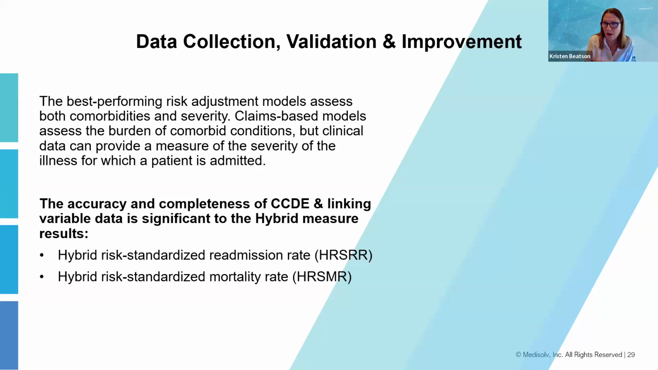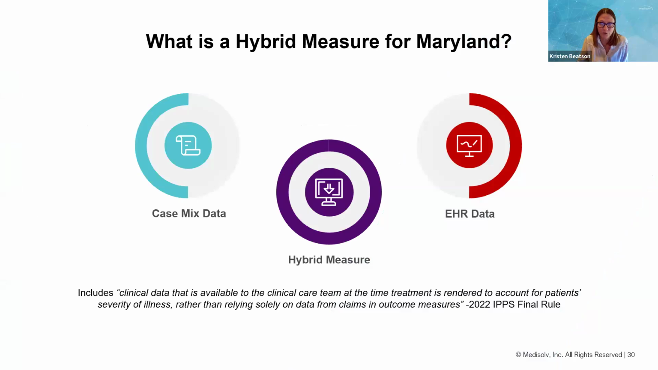So CMS is going to provide these hospital-specific reports to you after you've submitted the data, after they've done all of the linking back to the claims data, and they have their calculations that they run. They are going to provide back to you a hybrid risk standardized readmission rate and the hybrid risk standardized mortality rate. And hopefully that data is useful to you and can be referenced for understanding those rates within your hospital and how you can make improvements moving forward in using that data. So with that, I am going to turn it over to Diane, and I think you can flip to the next slide. And she is going to talk about the hybrid measures for Maryland.